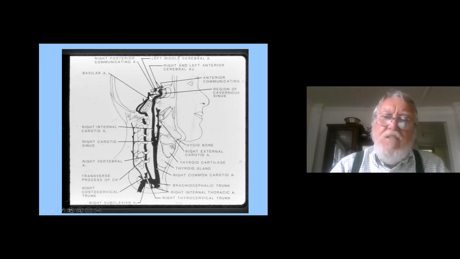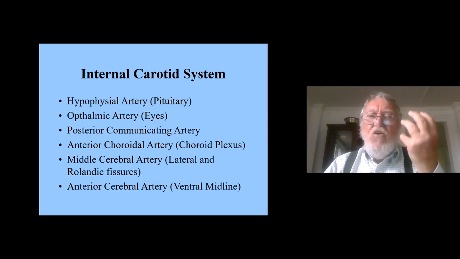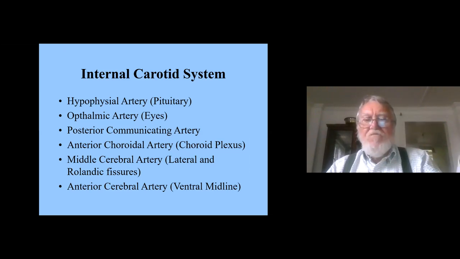So now what we're going to be interested in doing is looking at the relationship between the single basilar artery, the right internal carotid artery, and the left internal carotid artery. That's what we're going to be interested in. And we're then going to be interested in seeing how they anastomose. So the internal carotid system on the left side and the right side give rise to six other major arteries. And they vascularize all of what I would call the usual suspects in neuroanatomy.